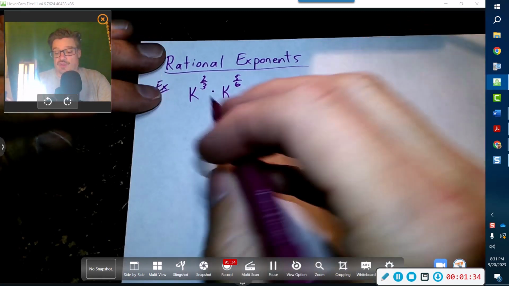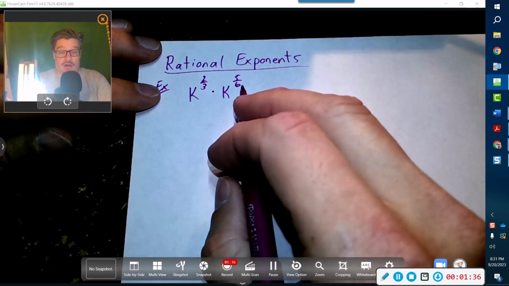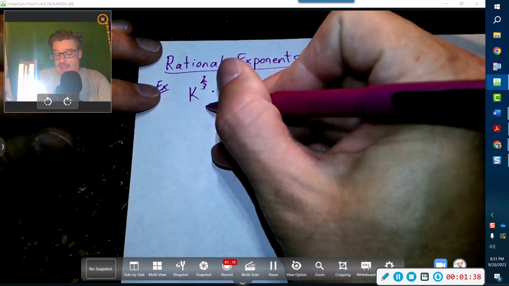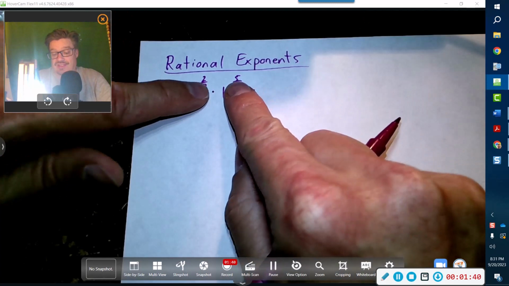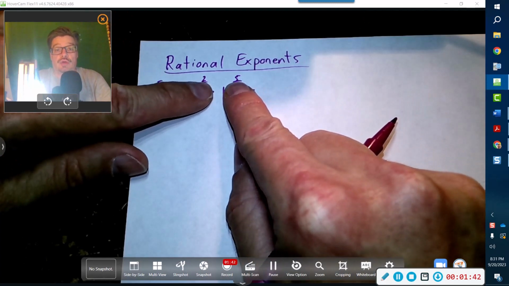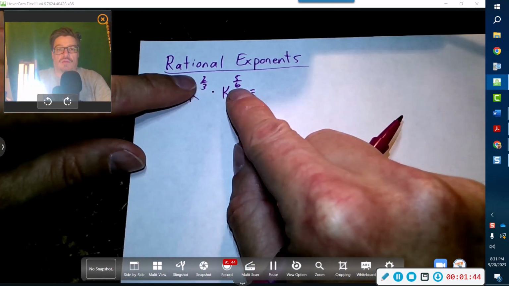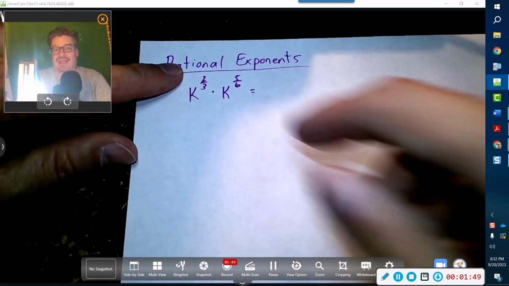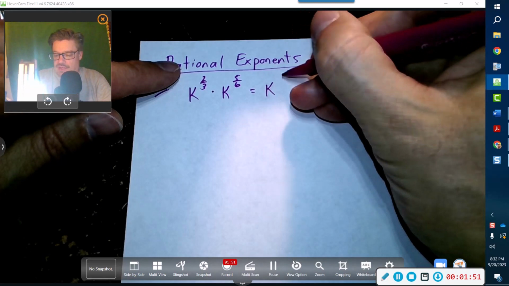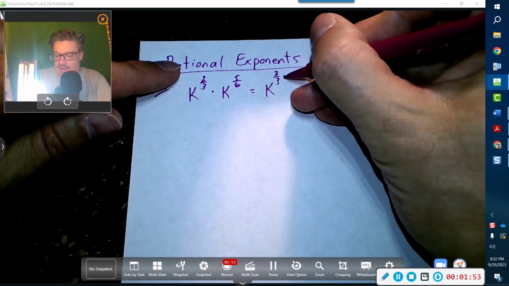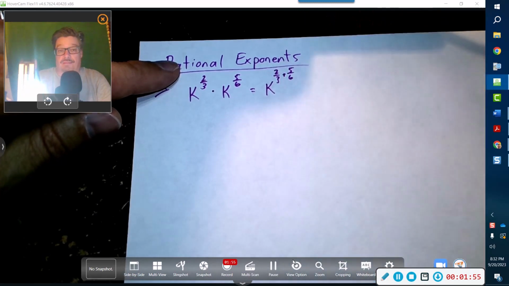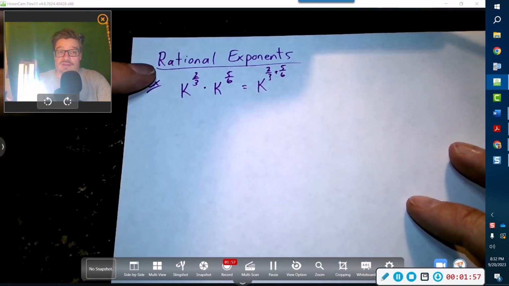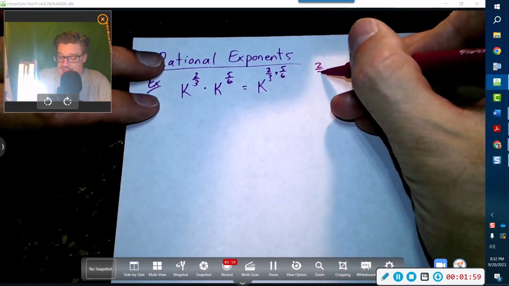So if we treat them like rational numbers, which they are, if this was just a 5 and a 2, we would just add those together. Just because you're taking the roots, 3rd root here, 6th root here, it doesn't mean that you couldn't add those together. It's the same rule. It doesn't matter that they're rational exponents. So all we got to do is add these two, okay?